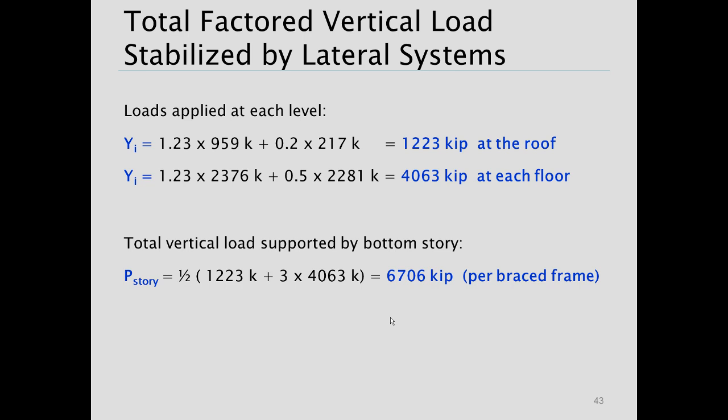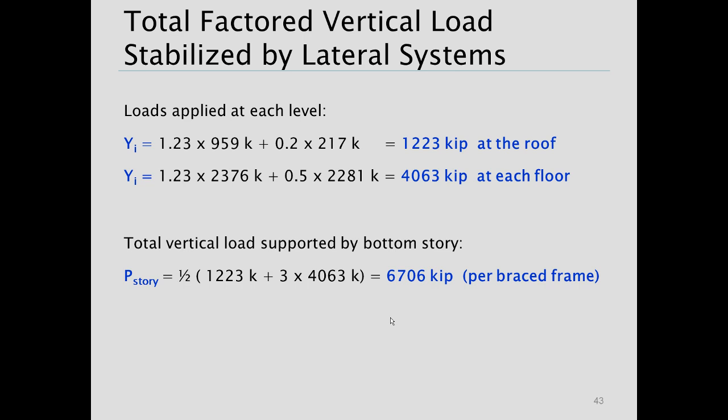And so if we tally this up, total load for the whole building, 1223 plus 3 times 4063. So we've got 2 braced frames to stabilize our total vertical loads. So we take half of that, gives us 6,706 kips that we need to stabilize by each braced frame. So that's our design load for the bottom story of our braced frame design.